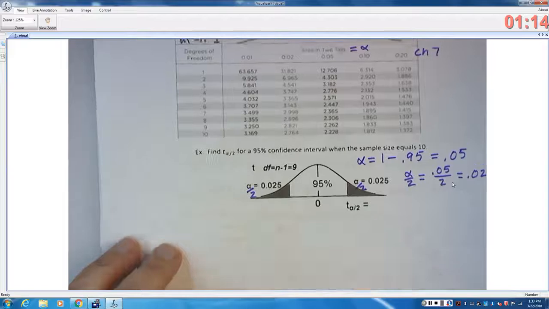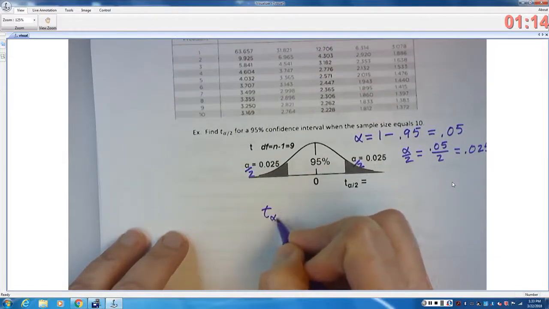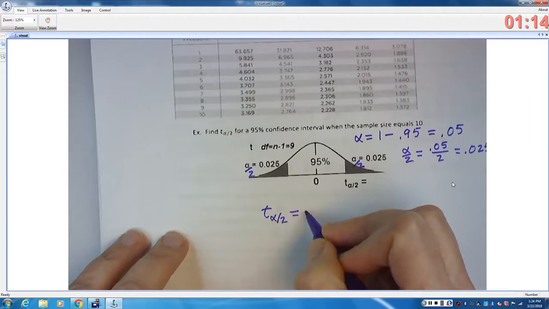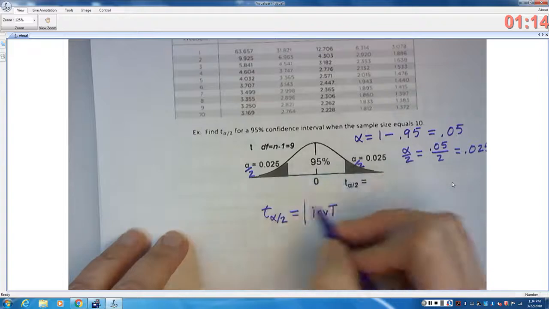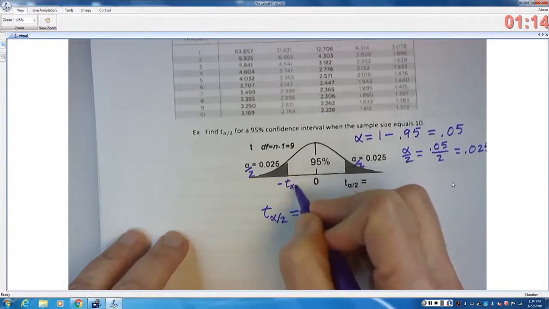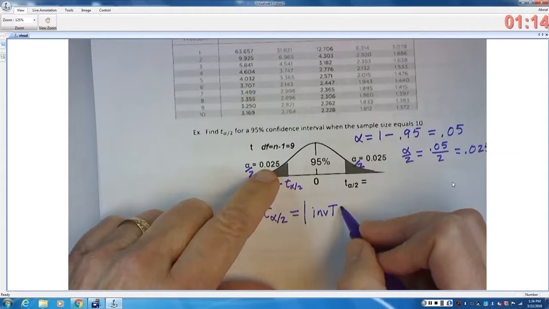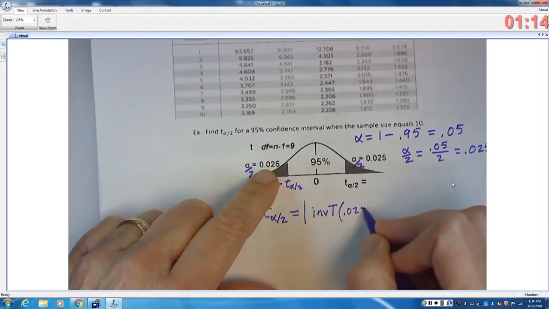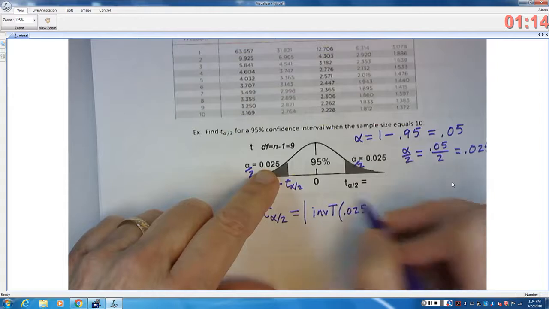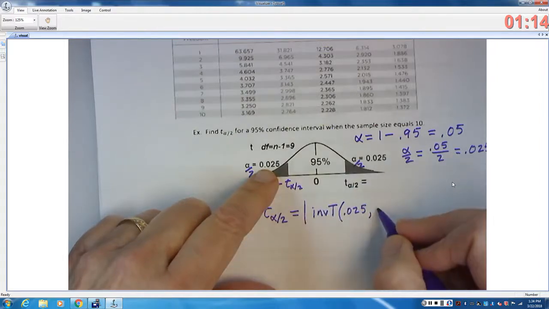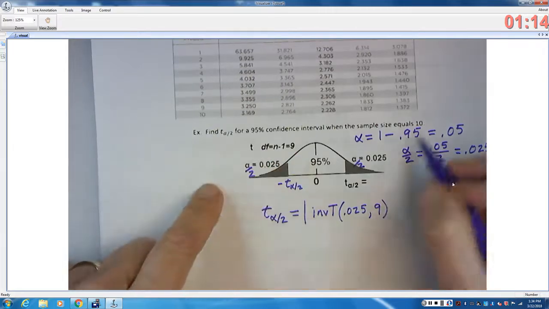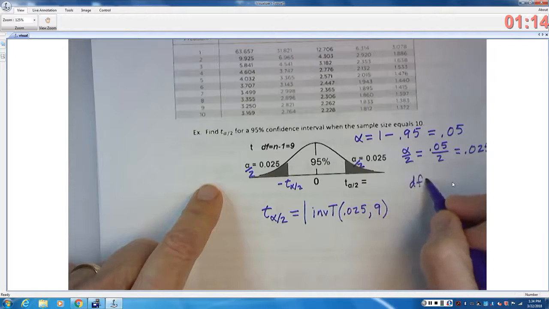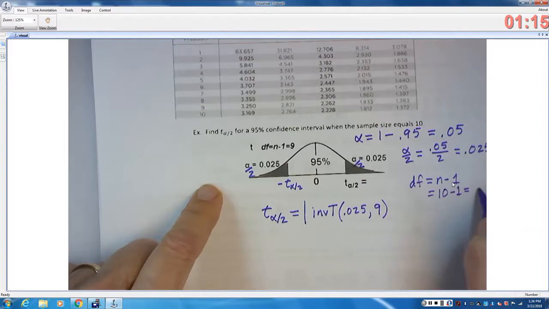So if you're using your calculator, your t alpha over 2 is the absolute value of inverse t of negative t alpha over 2. So if you want to put in the 0.025, this is also symmetrical, comma, and then 9. Degrees of freedom is 9. It's 10 minus 1. Sample size was 10, degrees of freedom is n minus 1, 10 minus 1, 9.